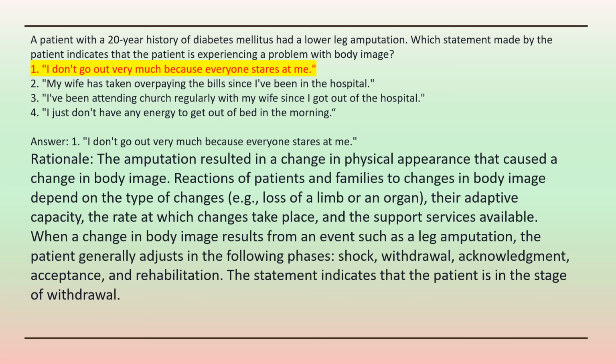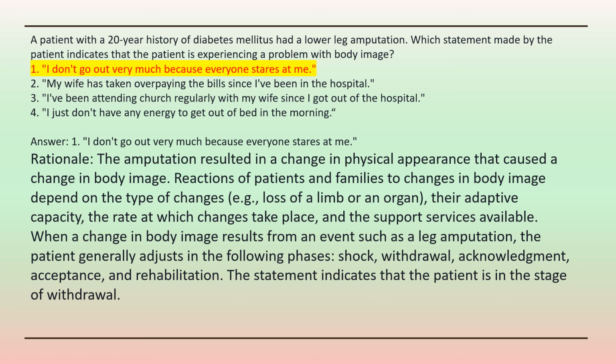Answer 1. I don't go out very much because everyone stares at me. Rationale. The amputation resulted in a change in physical appearance that caused a change in body image. Reactions of patients and families to changes in body image depend on the type of changes, e.g., loss of a limb or an organ, their adaptive capacity, the rate at which changes take place, and the support services available.